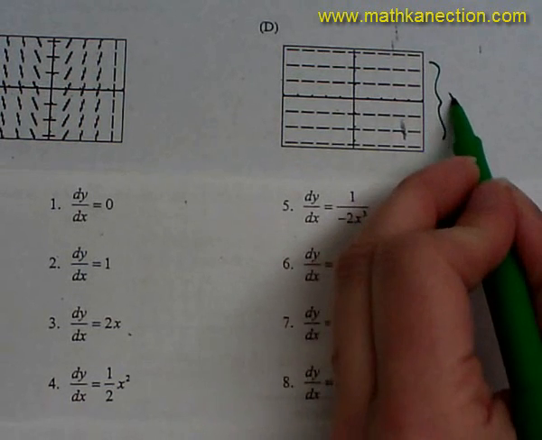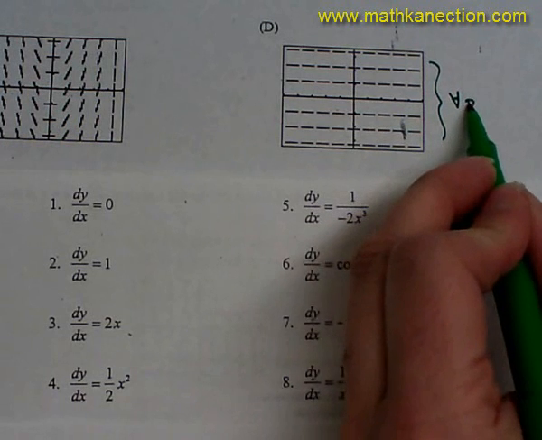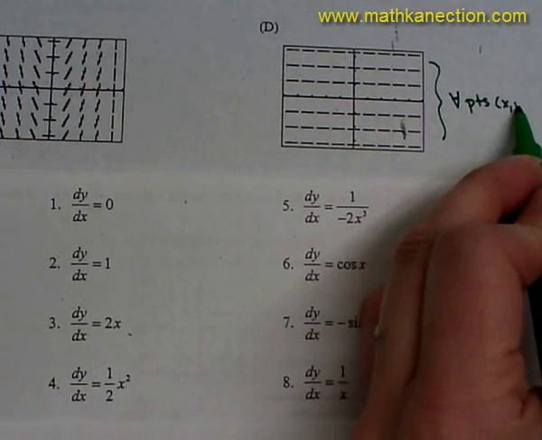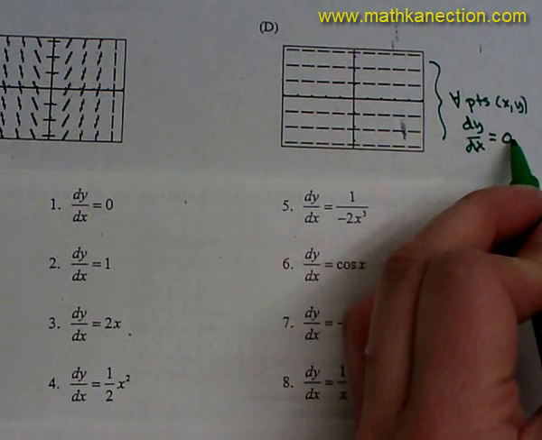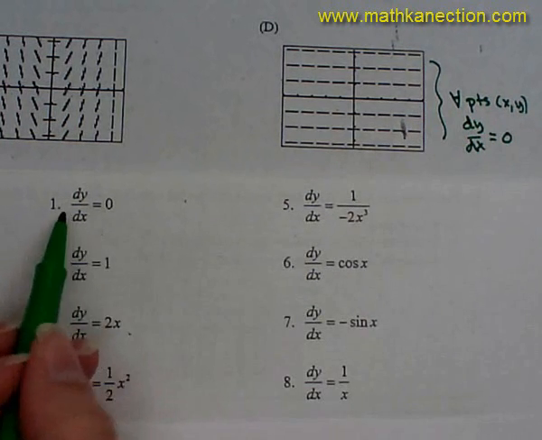So looking at D, you can see that all points on our plane x and y, the slopes are all equal to 0. So the one that has the slopes all equal to 0 is number 1, so number 1 is letter D.